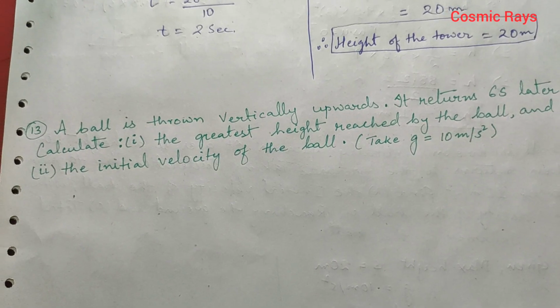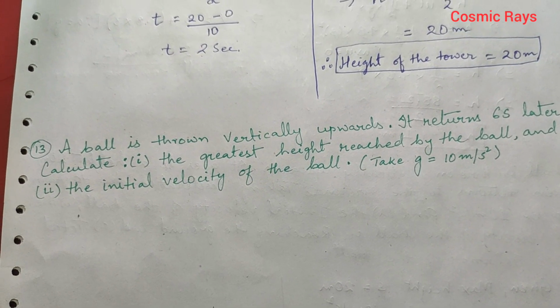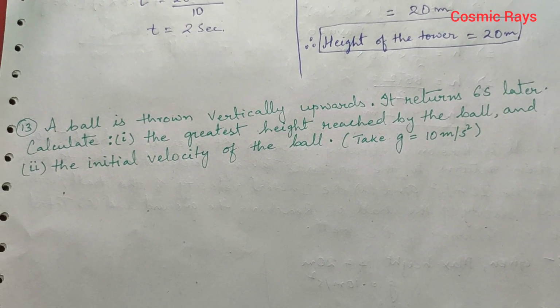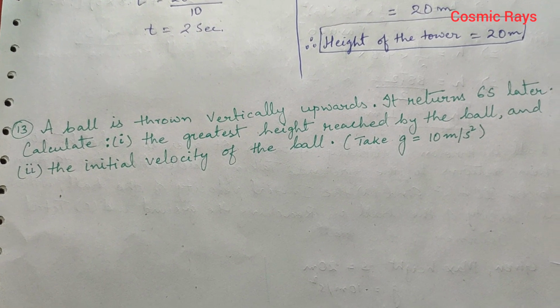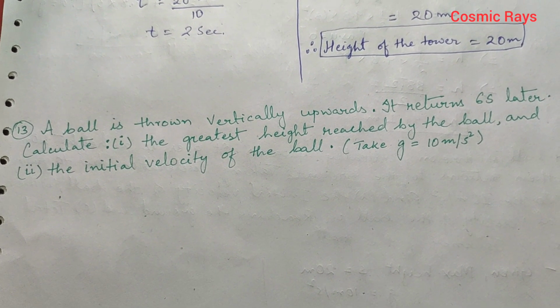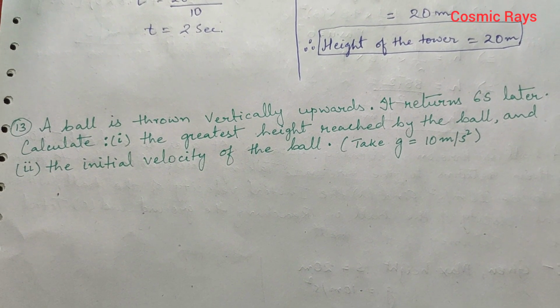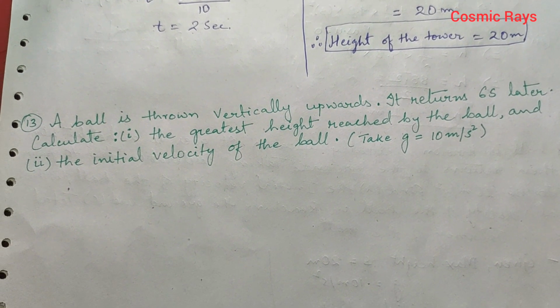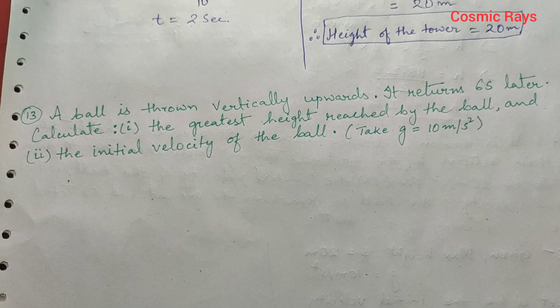Now question number 13 says, a ball is thrown vertically upwards. It returns 6 seconds later. Calculate the greatest height reached by the ball and the initial velocity of the ball. Take acceleration due to gravity equal to 10 meter per second square. So we write the given things first.